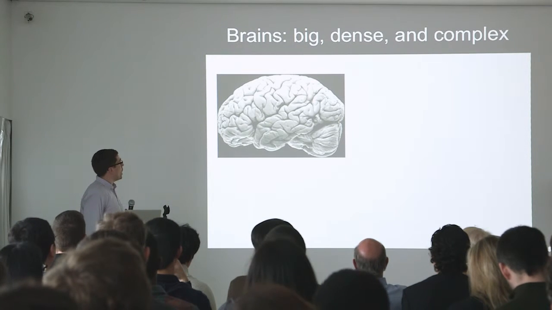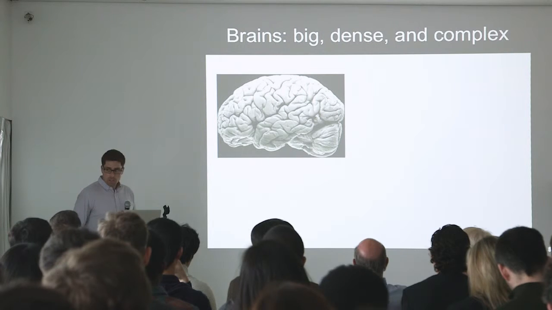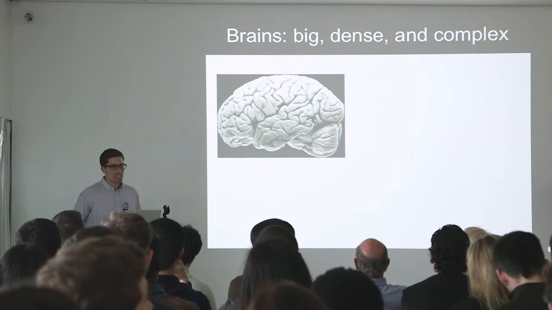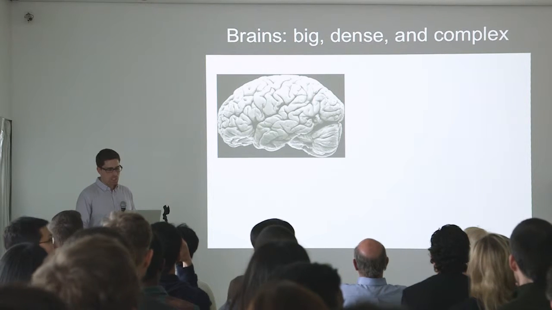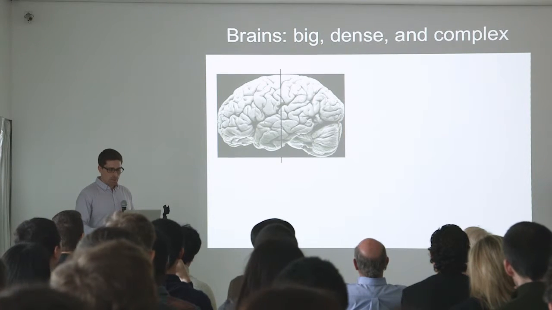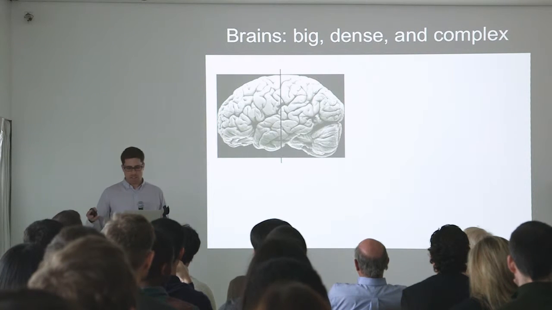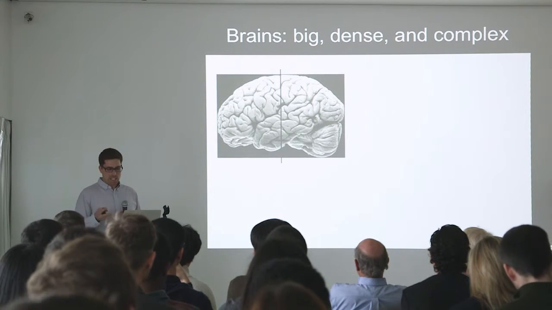So I figure we're code neuro, on the neuro side. We've got to put a brain up there so everyone knows what we're dealing with. This is a human brain. You don't need a scale bar. You all have one. And I think the first thing to keep in mind is one of the main reasons why this is such a difficult problem: brains are big, dense, and complex.